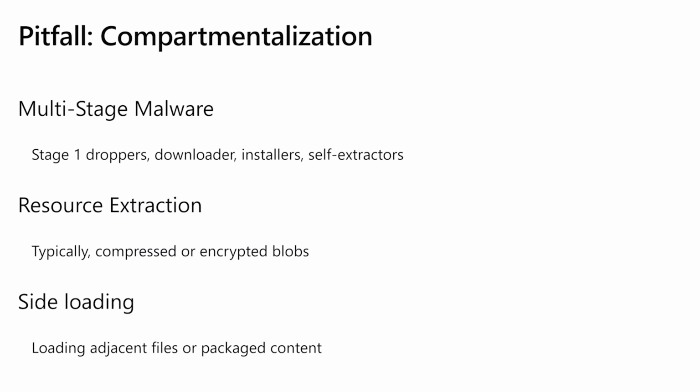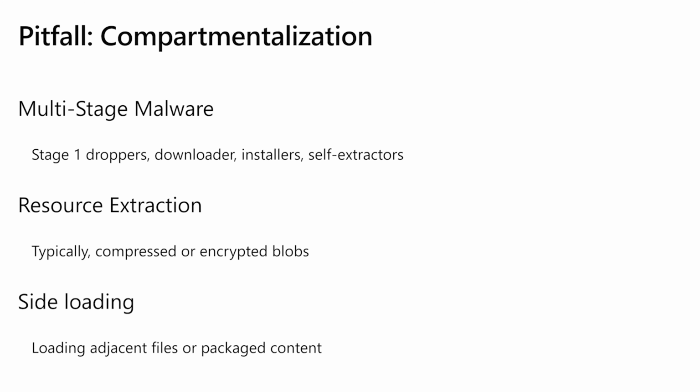All right, another one is compartmentalization. What do I mean by that? I mean multi-stage malware. Let's say there's stage 1 droppers, downloaders, installers, self-extractors. All of these first level malware binaries don't have a lot of techniques in them because their main focus is to get that second stage in the environment. Now, resource extraction, I think I kind of explained it a little bit earlier with compression. Basically, it has some type of resource or compression blobs that exist within it, extracts it and uses it.